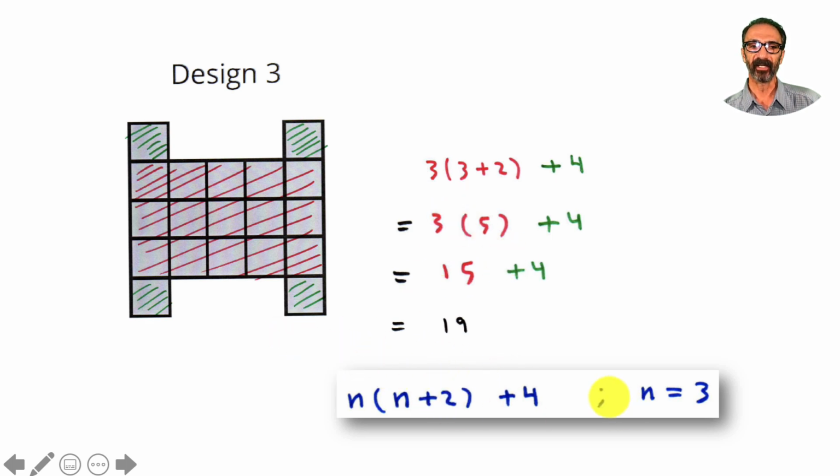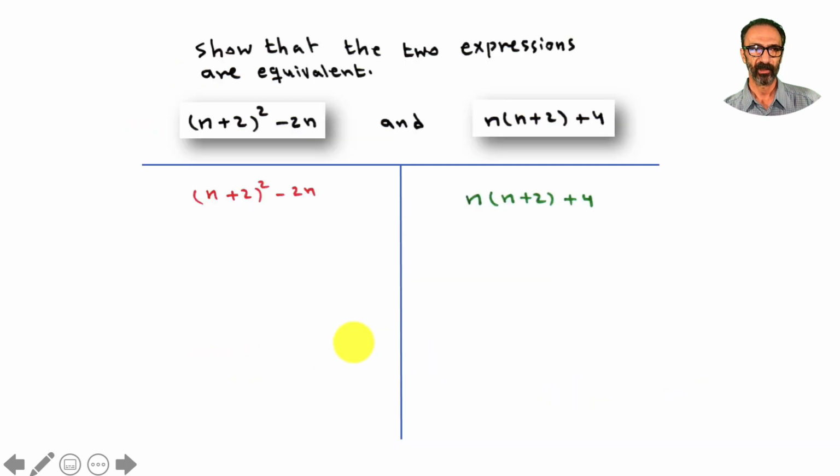Let's verify that those two expressions are equivalent. Show that the two expressions are equivalent, the ones we came up with. Here's the one on the left, minus the 2n which were in pencil marked, and this is the one on the right. Then we came up with the rectangle in the middle and the four corners. Let's work on the left. I could multiply n plus 2 times n plus 2.